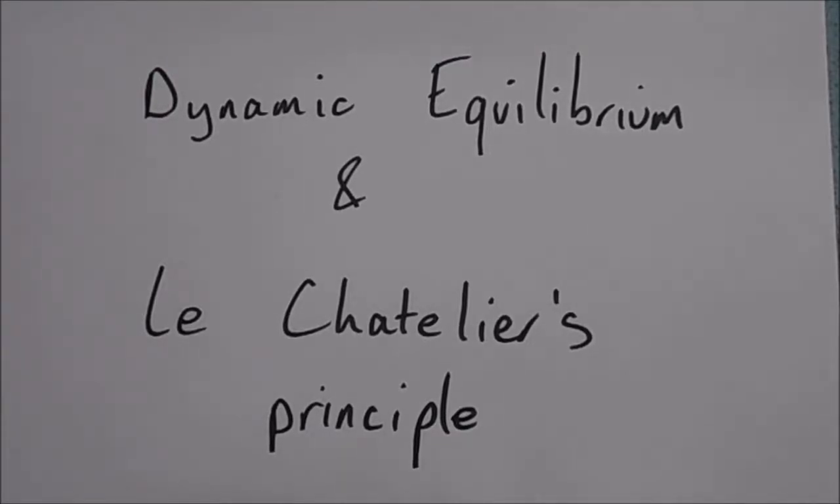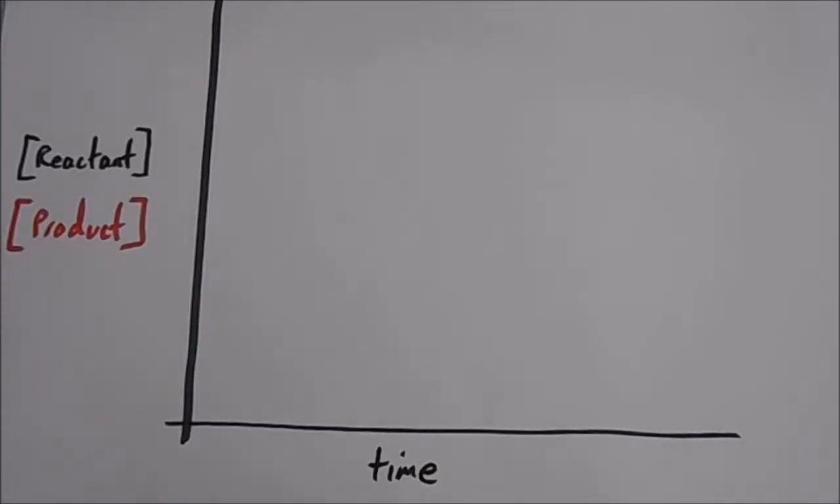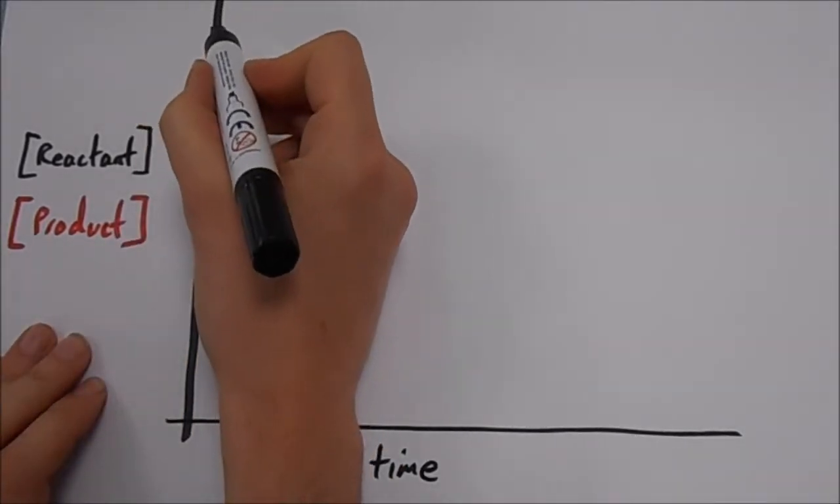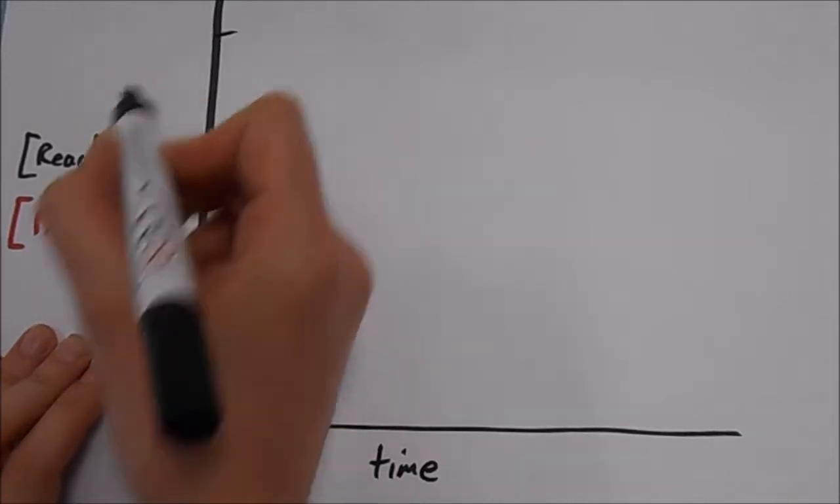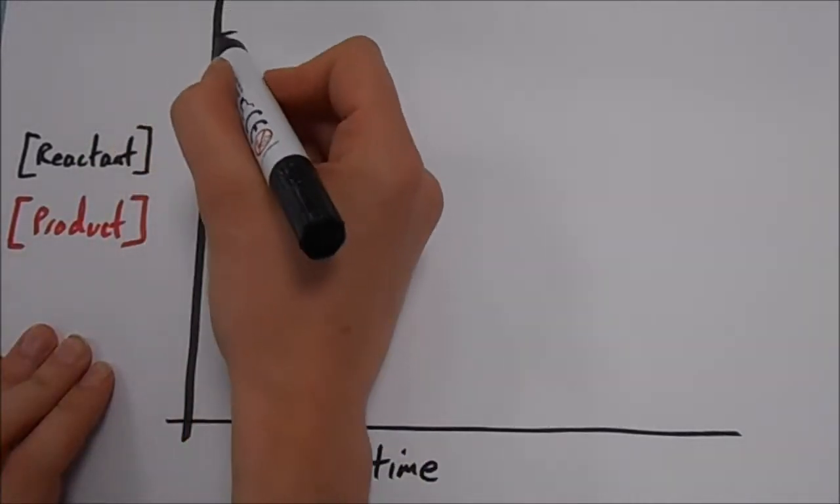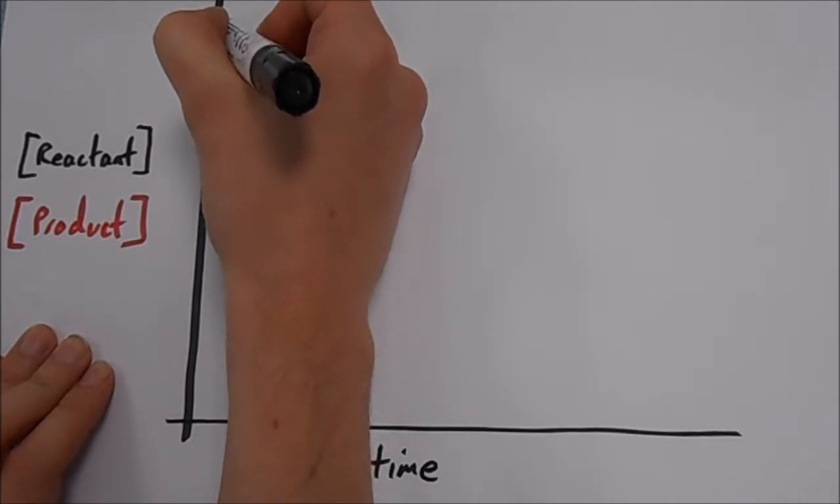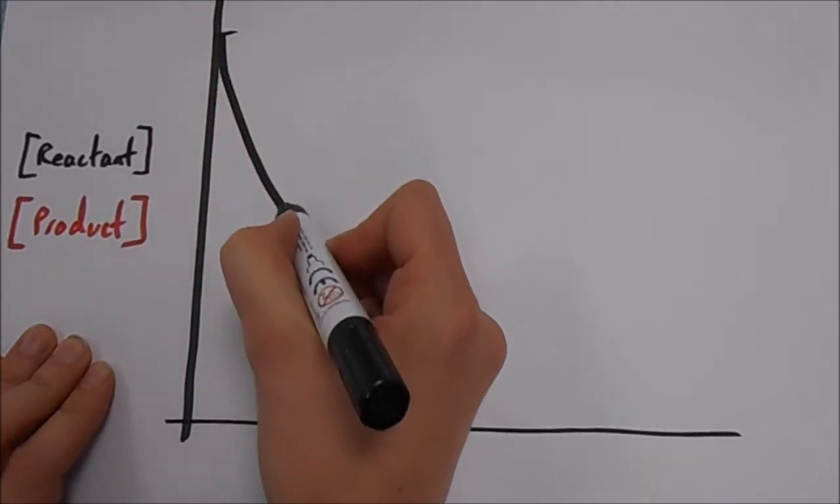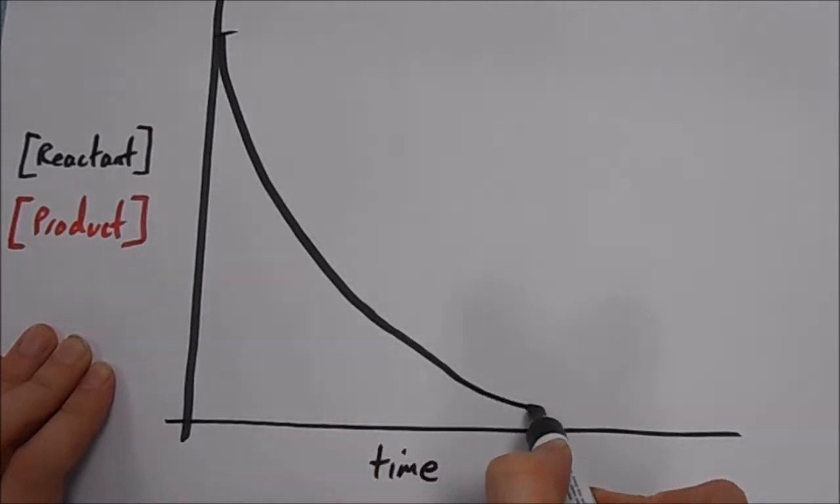Dynamic equilibrium and Le Chatelier's principle are two very important principles when it comes to dealing with reactions which create an equilibrium, and there's a lot of these in chemistry. You should know that when we have a reaction happening, we start off with a high concentration of reactant. As time goes on, the reactant is used up, and we decrease the concentration of the reactant over the course of time until it's all used up and we have none left.